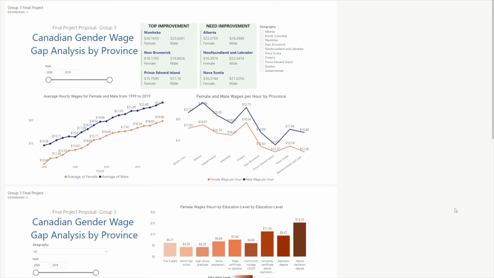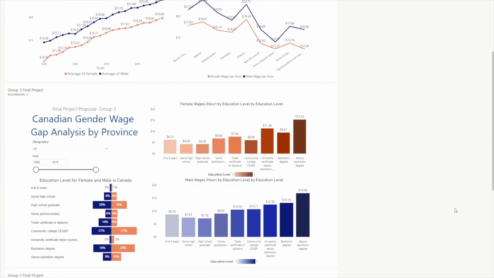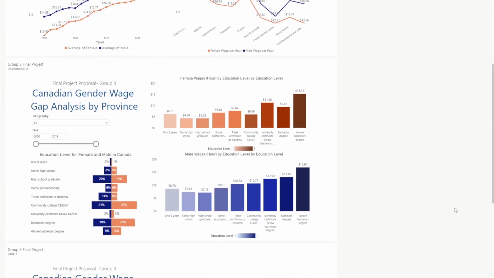When it comes to the level of education, we can see that it affects directly the hourly wage of both male and female. As you can see here, the education level for female and male in Canada. On average, females invest more in post-secondary courses such as community college certificates and bachelor degrees. Males have higher numbers in high school graduate and trade.